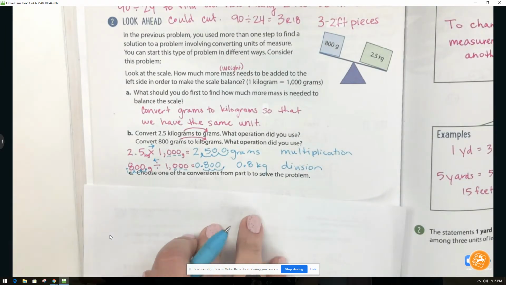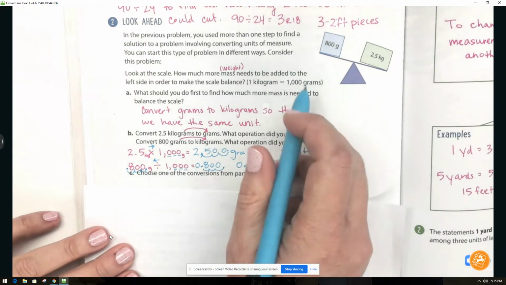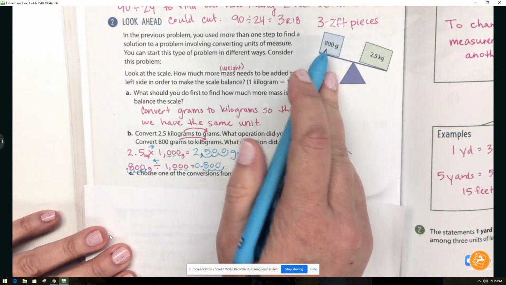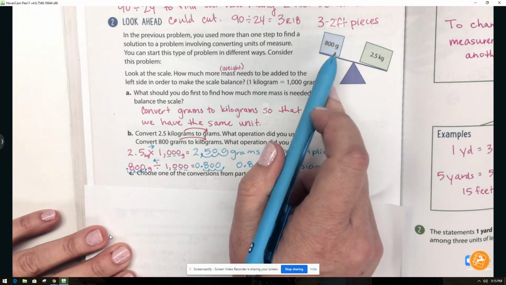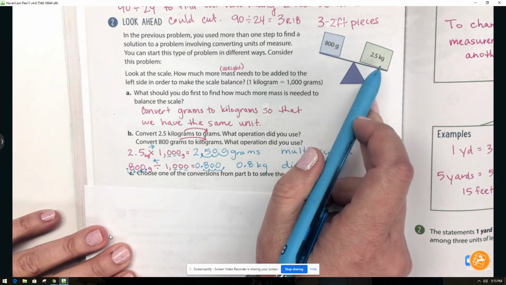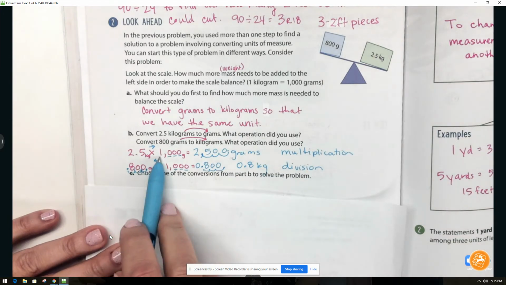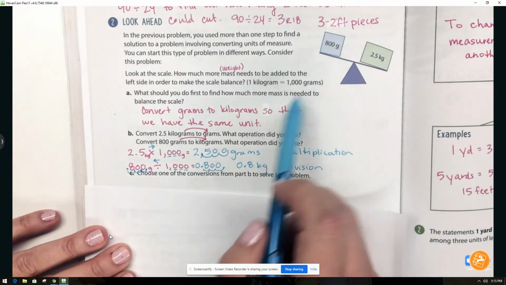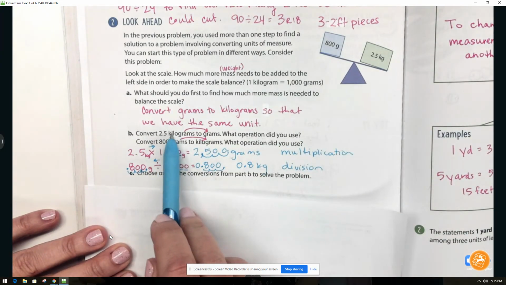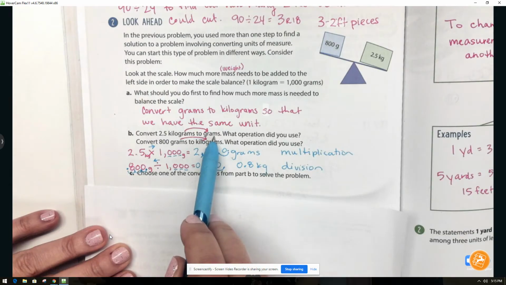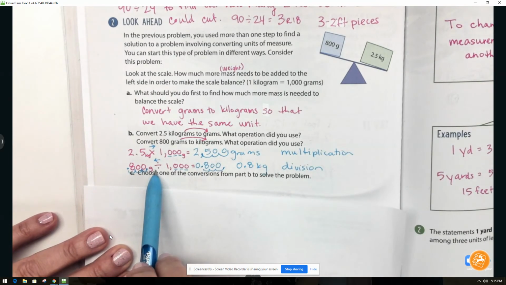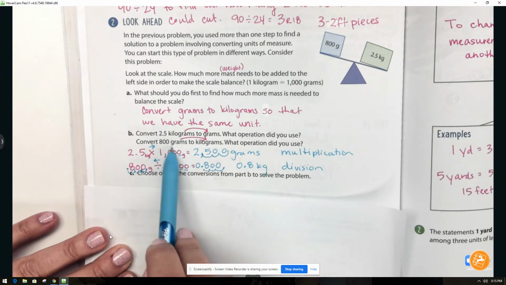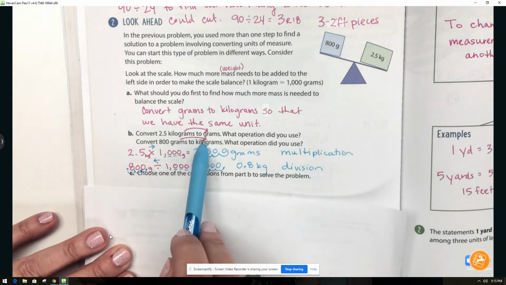So I'm going to show you now that it doesn't really matter which way you decided to convert. You just needed to choose one of these and convert it to the other. So if you prefer to multiply, maybe that's your favorite, then you're going to want to take the larger unit and convert it to the smaller unit. If you prefer to divide, then you're going to take the smaller unit and convert it to the larger unit.